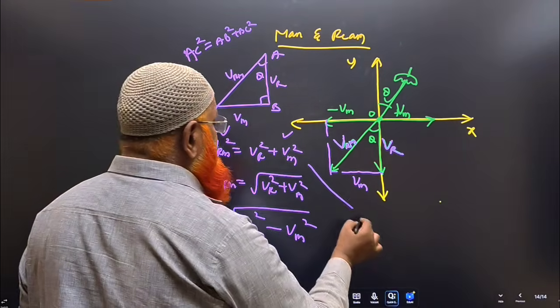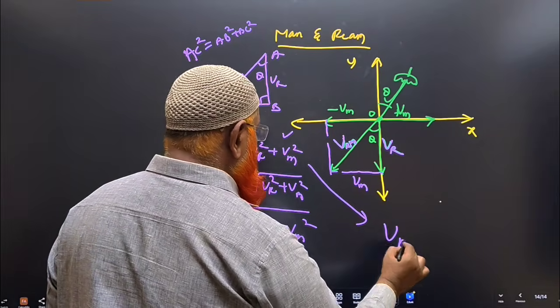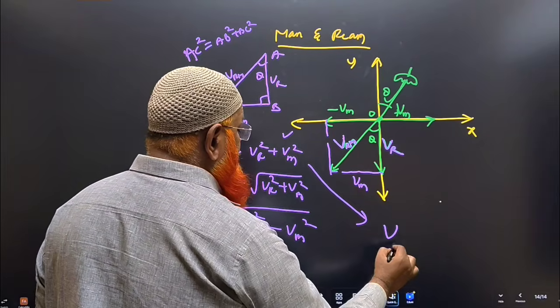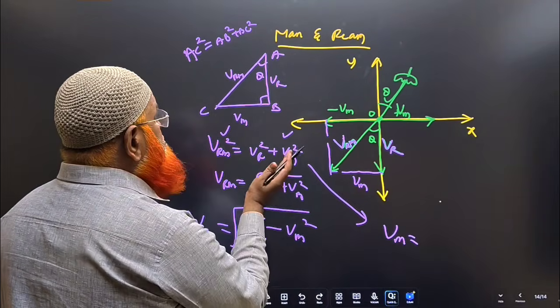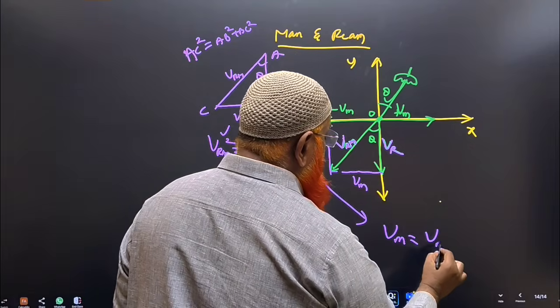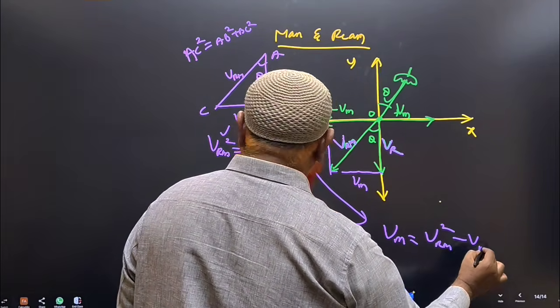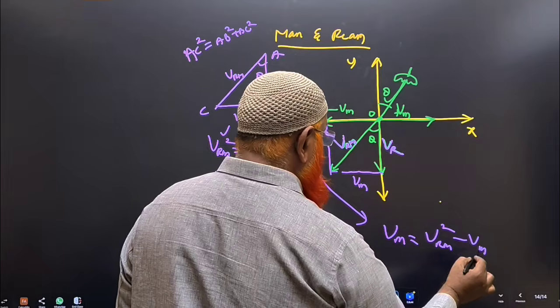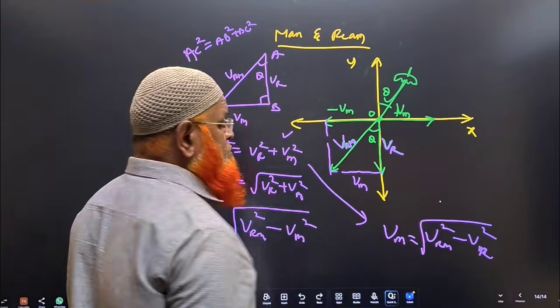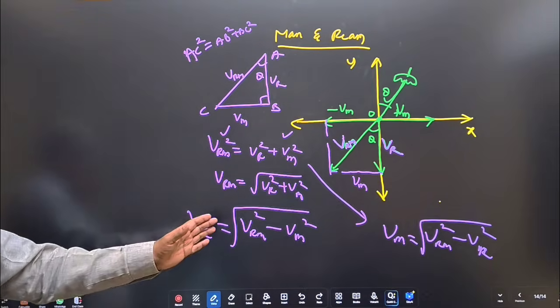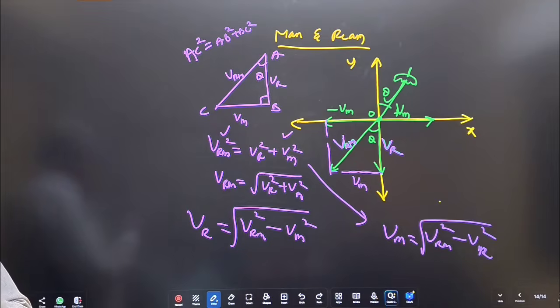So I need velocity of rain, or if velocity of rain is known, I need velocity of man. Velocity of man stays here, and rain goes to the other side. It's going to be the velocity of rain with respect to man whole square minus velocity of man whole square, under root, isn't it? It's very simple. So you can find out all these, and you can find out angle theta also.